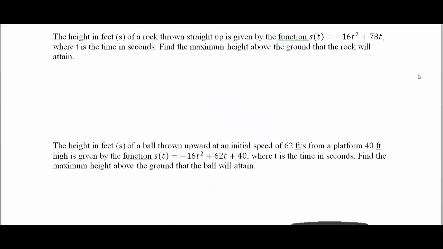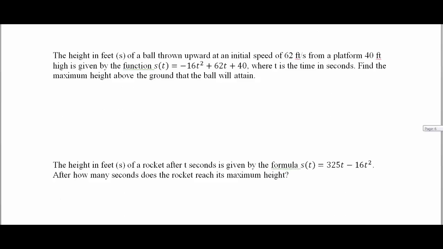Let's do the next one. So here's the second one. The height in feet, s, of a ball thrown upward at an initial speed of 62 feet per second from a platform 40 feet high, so now we have a part C in this problem, is this function. And note, gravity is still here at the beginning. Now, where t is time in seconds, find the maximum height.